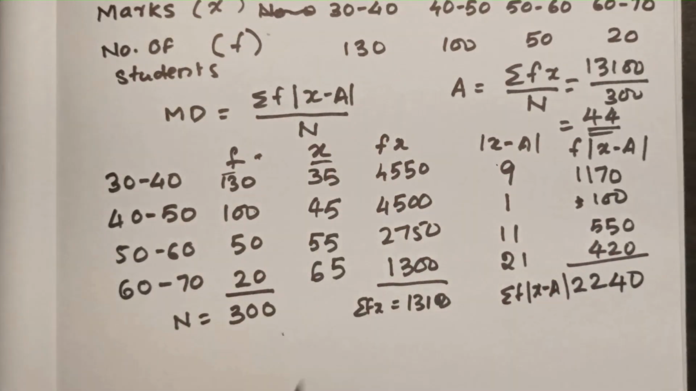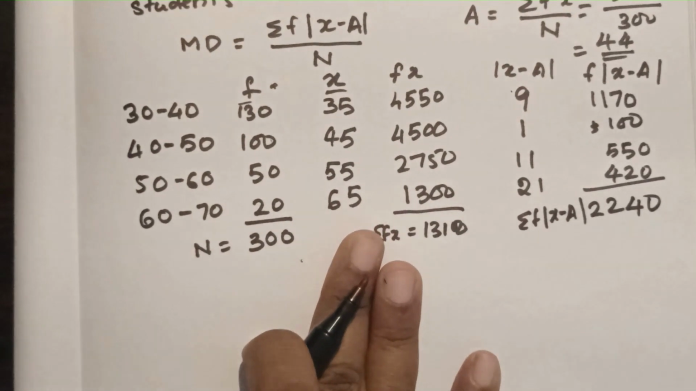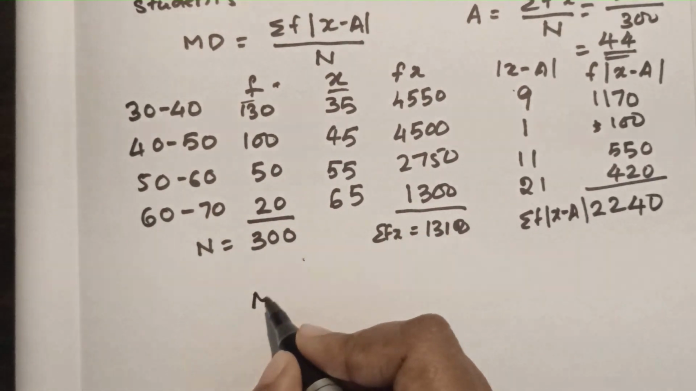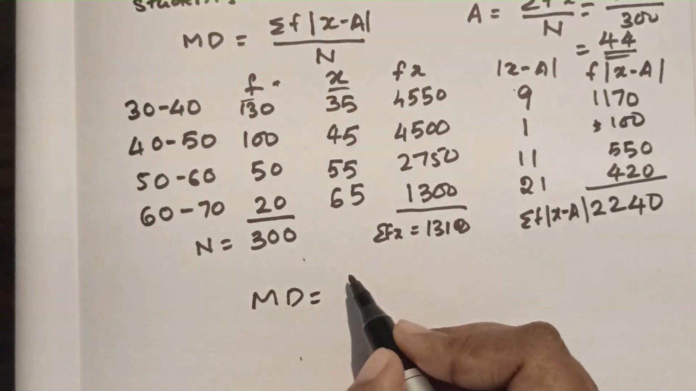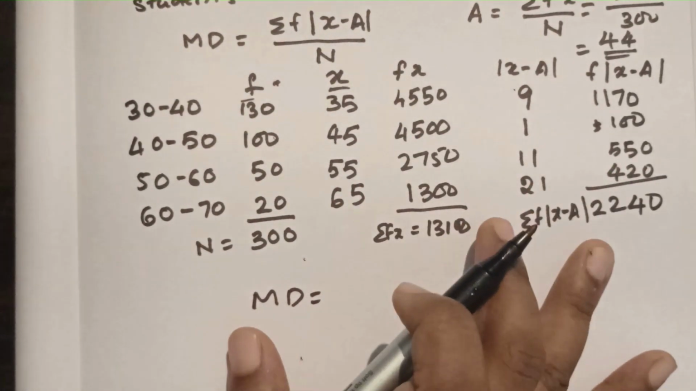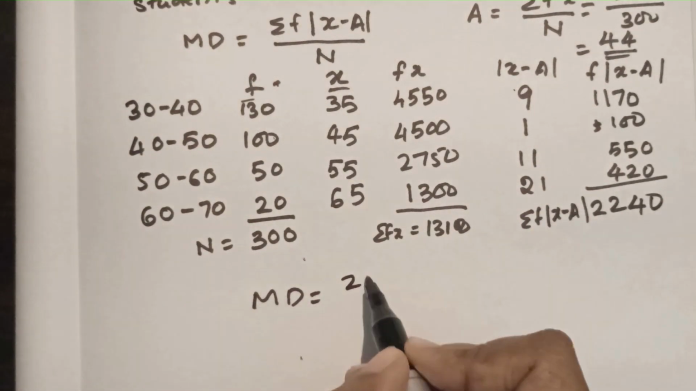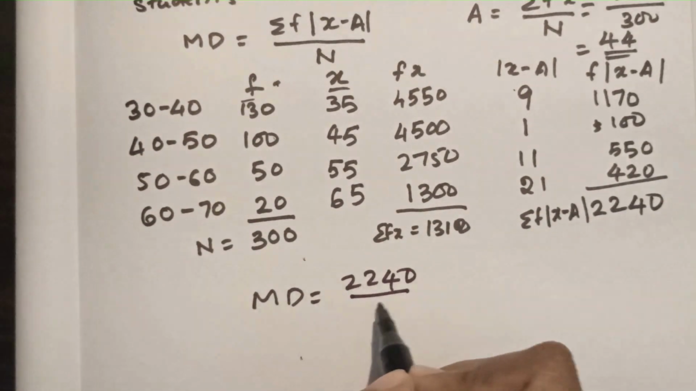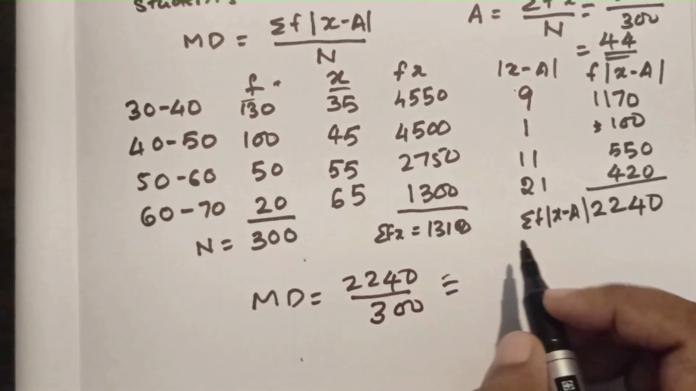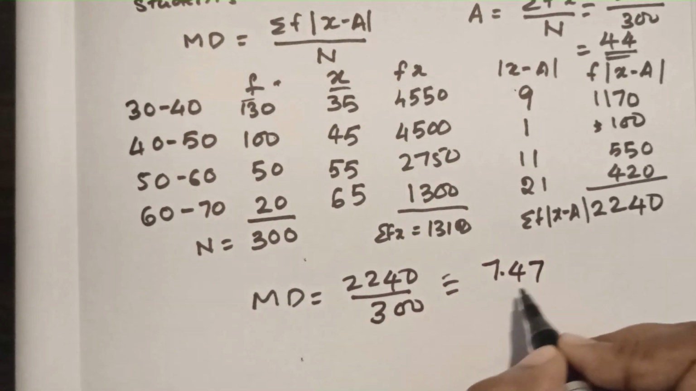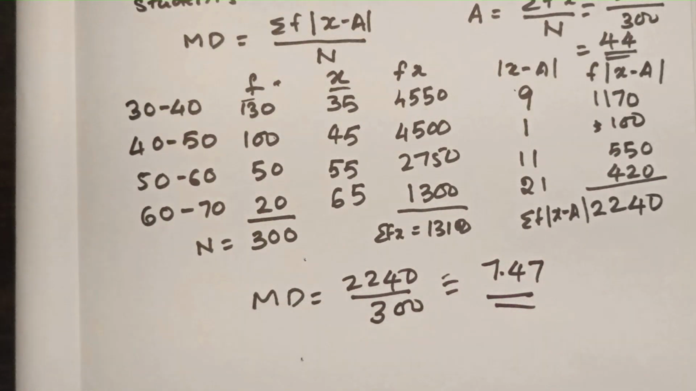Now this value is here. So what we have to do is just substitute in the formula. So mean deviation is this summation f into absolute value of x minus a, which is 2240 whole divided by 300. Okay. So what is the answer that we are getting? 7.47. So this is how we have to calculate mean deviation. I hope it is clear. It is very simple. And like I said, you can calculate mean deviation using mean or median.